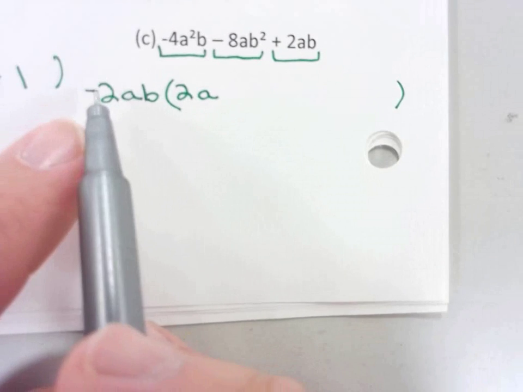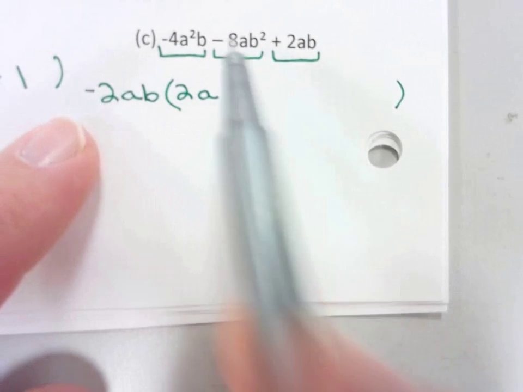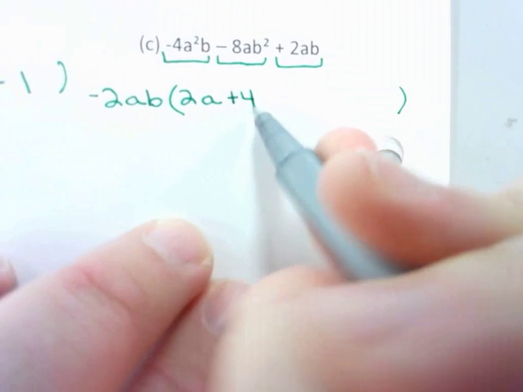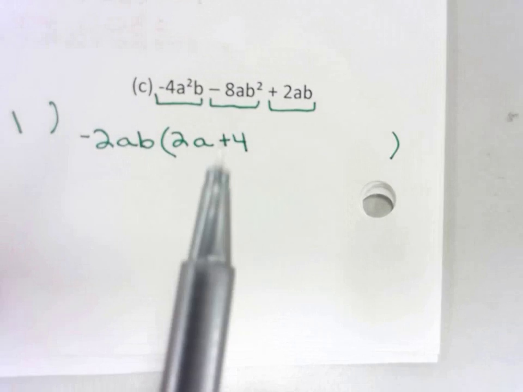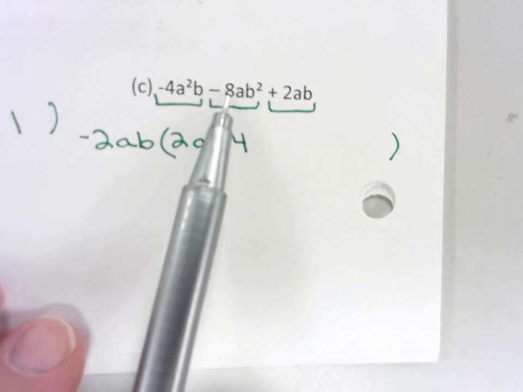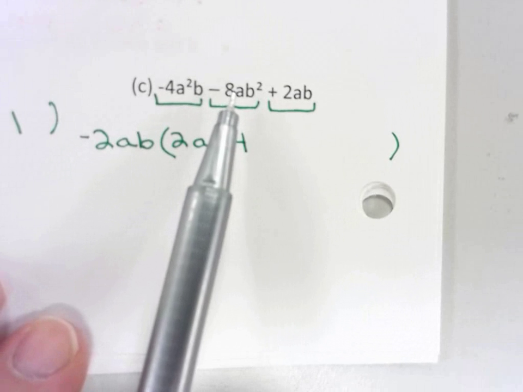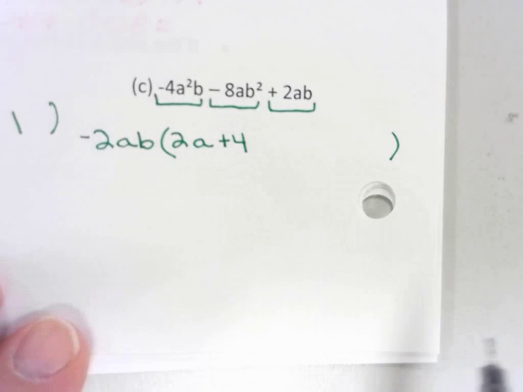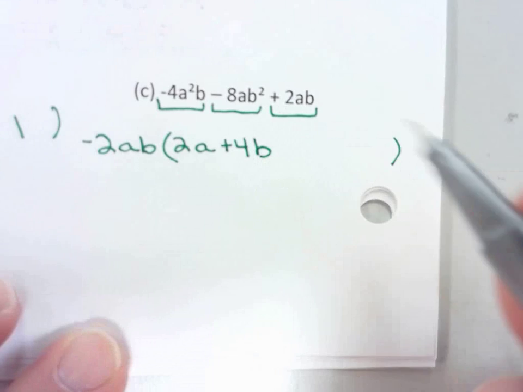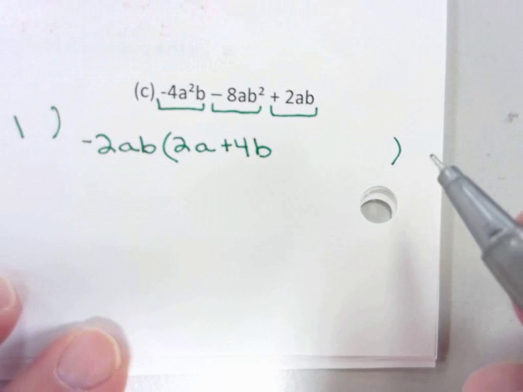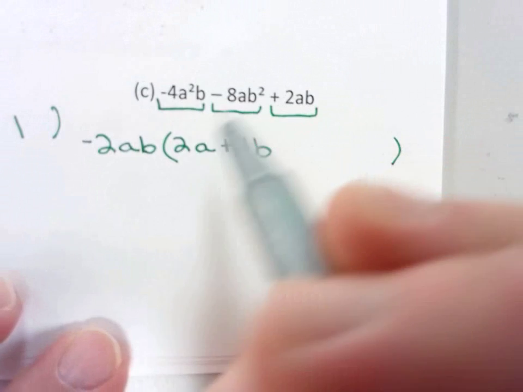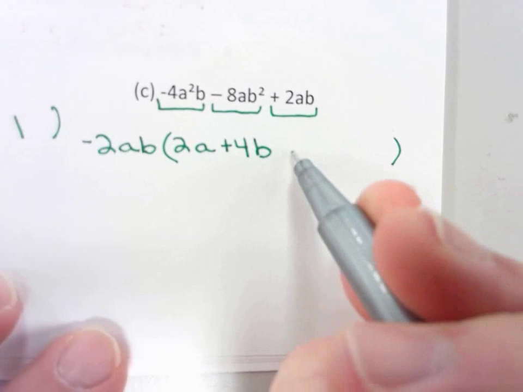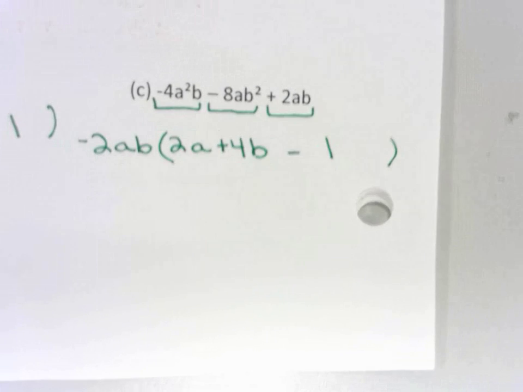The next one, negative 2 times what gives me a negative 8? 4. Positive or negative? Positive 4. I have ab squared. I took out the a, so do I have any a left? No. I had a b squared and took out the b, so how many b's do I have left? 1. And then the last term, you cannot forget the last term here. Negative 2ab times what gives me a positive 2ab? Negative 1. So do not forget you have to have a 1 there.